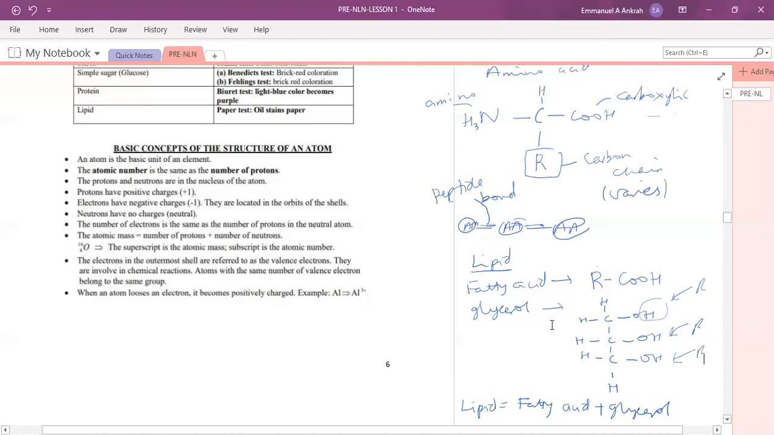Okay. And just a quick test for the lipid: lipid, oil will always stain paper, right? Even when it dries, it stains it. So that's like a quick test whether it's water or oil. Water will dry up, oil will stain it. Okay. So those are the food substances that we want to talk about for now.